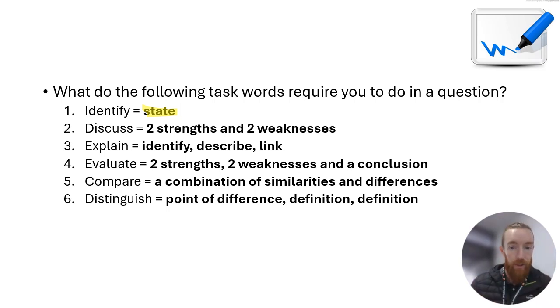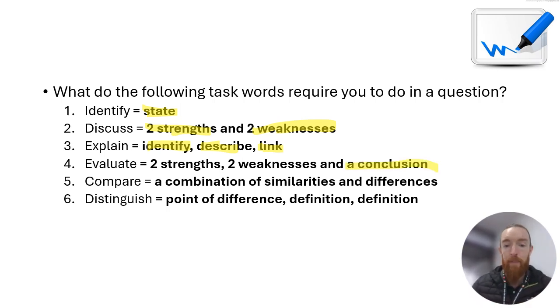When we get a discuss question in business, we need 2 strengths and 2 weaknesses. What's really important though is that you don't just state them. You need to elaborate on how they are a strength or how they are a weakness. Explain requires you to identify, describe, and link. Also kind of apply in that linking aspect of it. So you need to state what the thing is, give an explanation or a description of what that thing is, some key characteristics of it, and then apply it to whatever the situation may be. Evaluate is just discuss wearing a hat, and that hat is a conclusion.